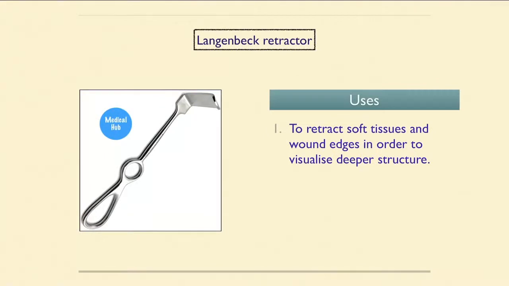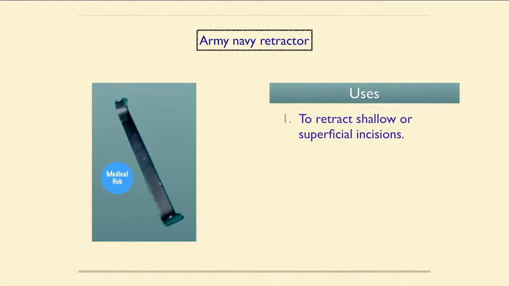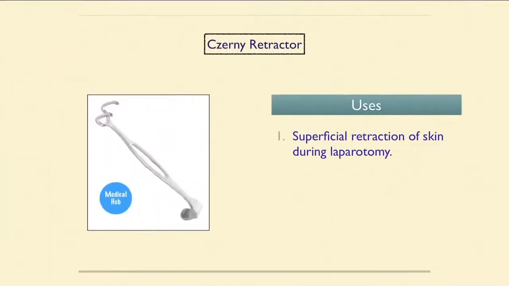First one is the Langenbeck retractor. It is used to retract soft tissues and wound edges in order to visualize deeper structures. Next is Army Navy retractor. It is used to retract shallow or superficial incisions. Next is Journey retractor. It is used for superficial retraction of skin during laparotomy.